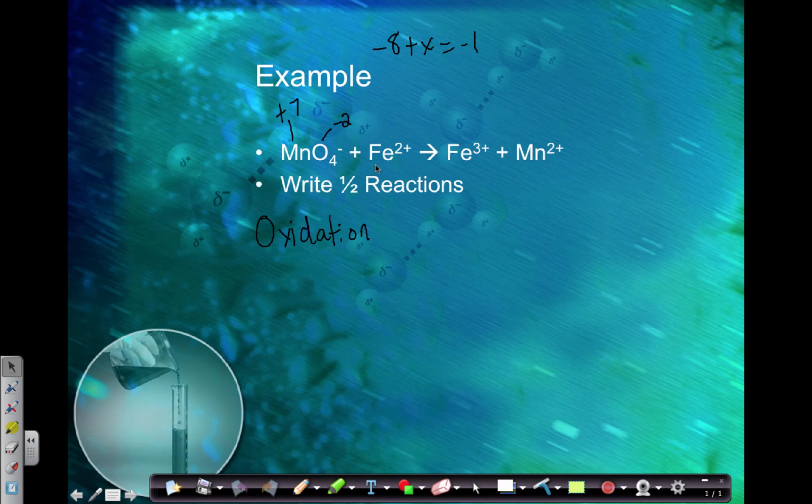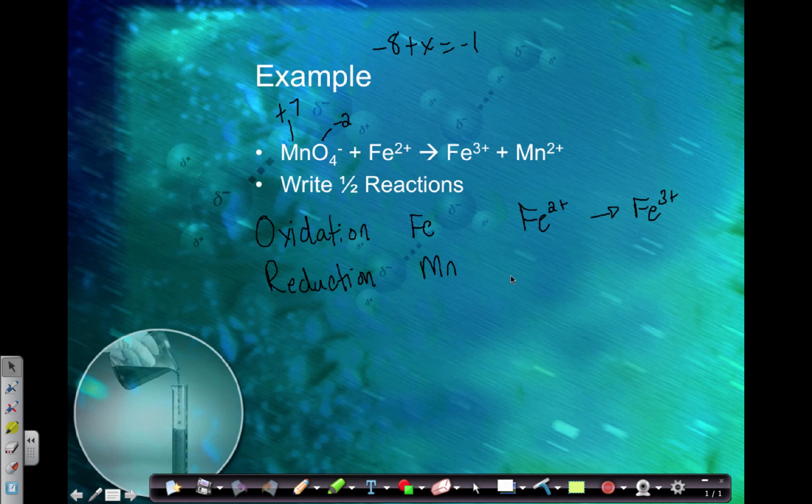And then you've got a +2 and a +3 here. The number went up, so that is what's being oxidized. So iron is being oxidized. Well, what's being reduced? The Mn goes from a +7 to a +2, so that means that it's being reduced. So let's write the half reactions now. Well, for oxidation, it goes from this to this. And I'm not worried about balancing this yet. I'm just writing out the half reactions. I'm going to come back and balance everything in a moment.